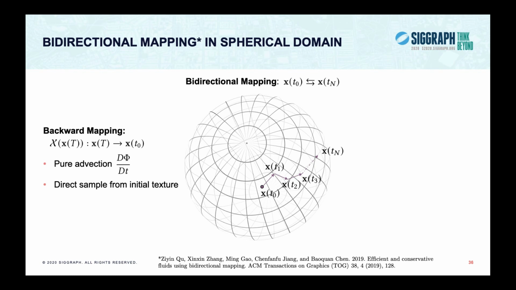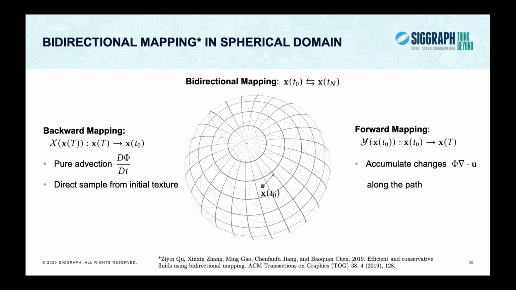The problem is that the physical quantities do not stay exactly the same as traveling along with the flow. Take the thickness and the surfactant concentration transport equations as an example. Apart from the pure advection, dphi over dt equals 0, we also have a part that depends on the local divergence and the quantity itself. That is where we need our forward mapping. Apart from tracking the position, we also accumulate the changes along the way, and these accumulated values are added upon the value interpolated from the backward mapping.